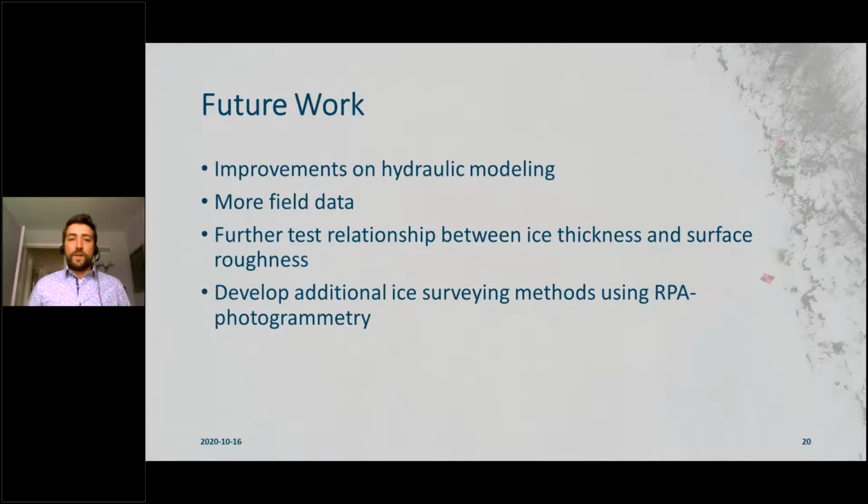So in future work, I think we could improve this by having a more robust hydraulic model put in place. But again, the ice hydraulic modeling is an evolving field, and this would be quite a lot of work. So I'm not sure exactly when that will happen. But like any study, this could benefit from a bit more field data to help us flesh out the relationships. I think we could have further testing of the relationships between ice thickness and surface roughness. But really the field is wide open for additional developments in ice surveying methods using RPA photogrammetry. I think there's a lot more to explore here.